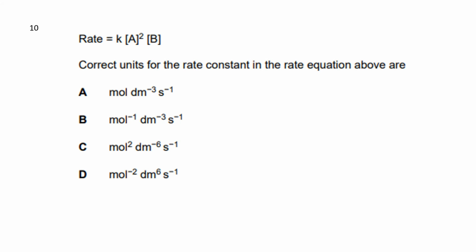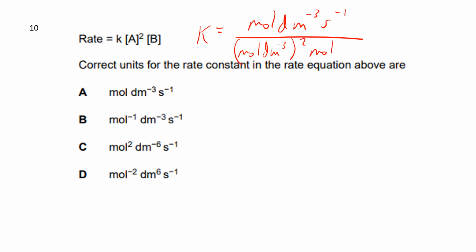Right, okay. Correct units for this rate equation. So rate constant, k, equals moles per dm cubed per second over moles per dm cubed, like so. So that will cross out there, that will cross out there. So we get moles to the minus 2, dm to the 6, s to the minus 1, which is D. So 10 is D.